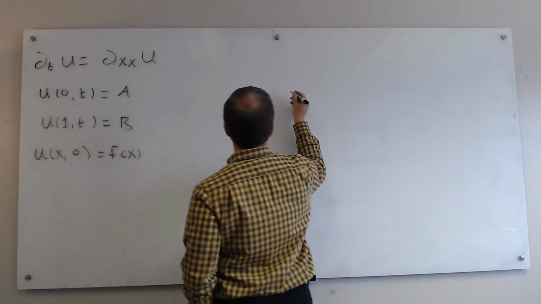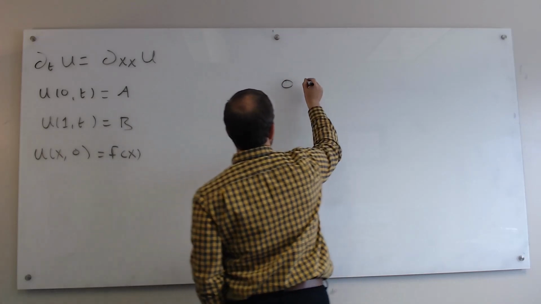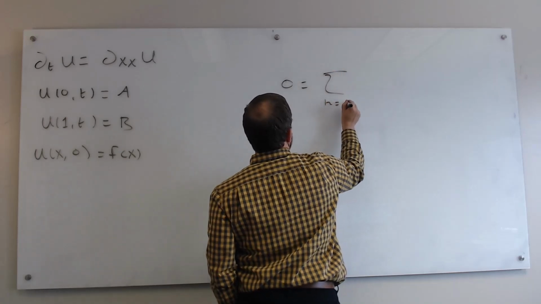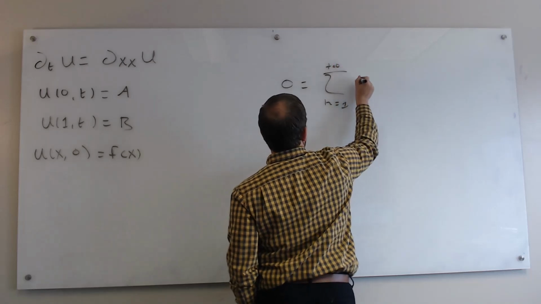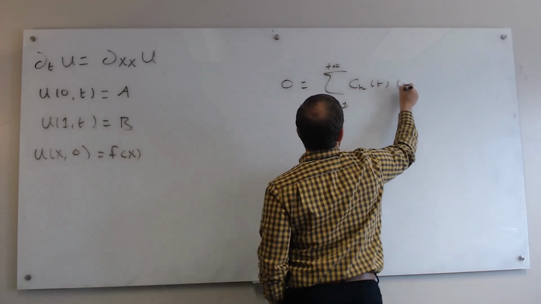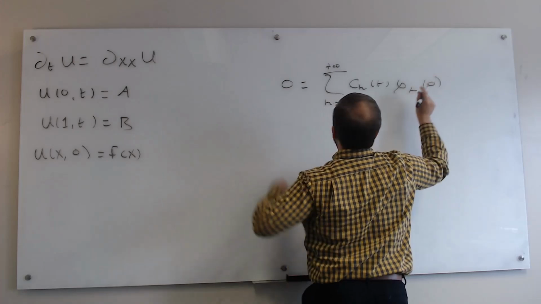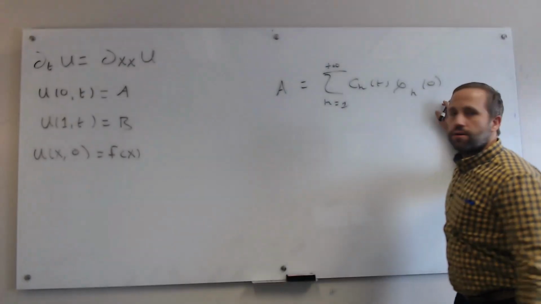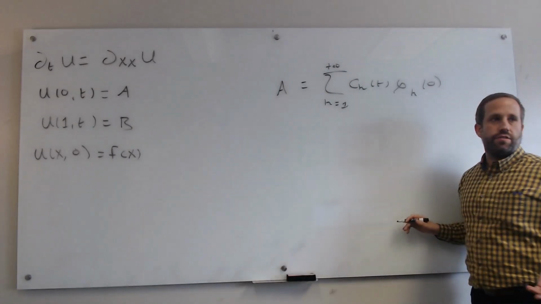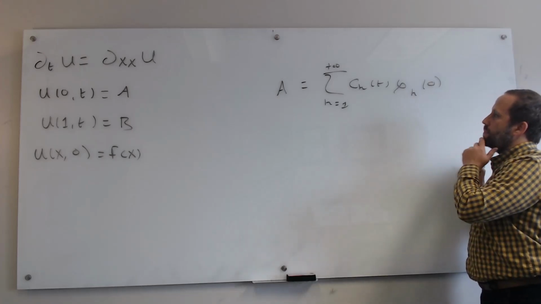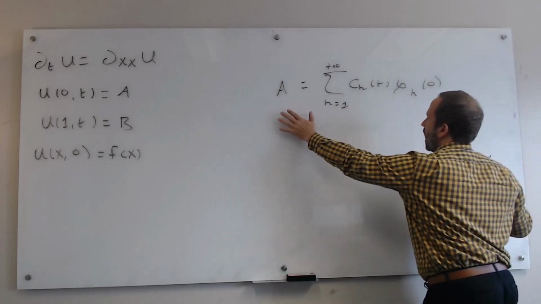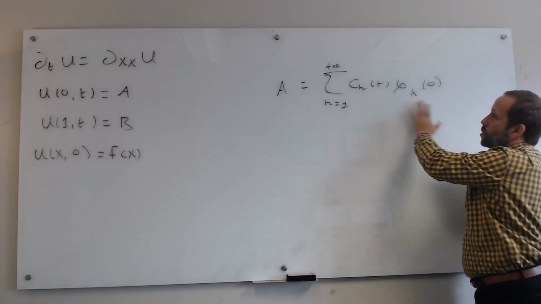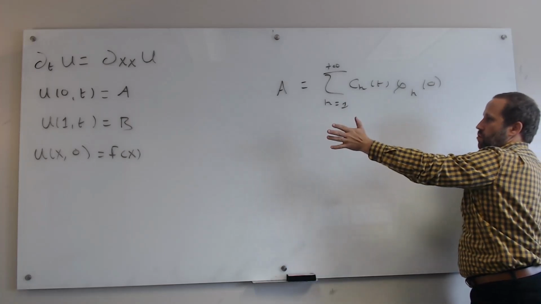Because, for example, if we try an eigenfunction expansion, we're going to get 0 is equal to the sum k equals 1 to infinity of c_k of t phi_k of 0. Sorry, this isn't 0. This is a. Now, if phi_k of 0 is 0 and a is equal to 0, this is okay. But if a is not 0 and phi_k of 0 is 0, this is definitely not going to work.